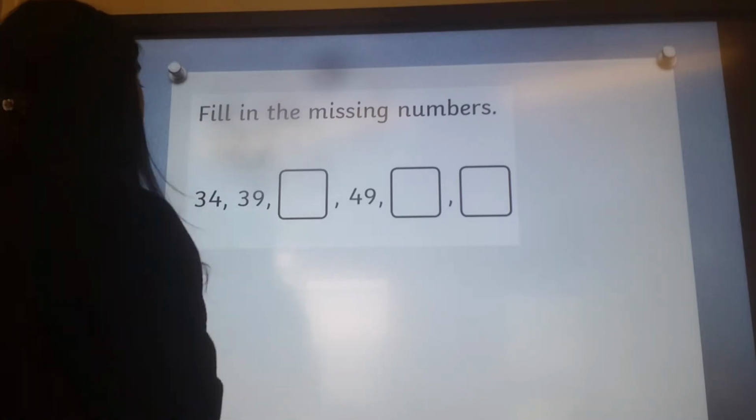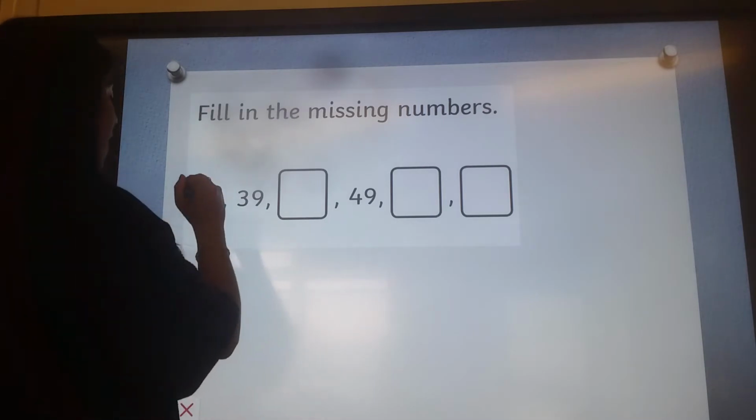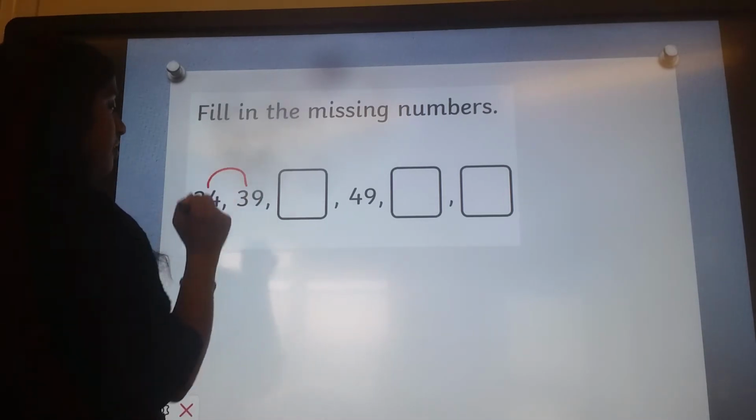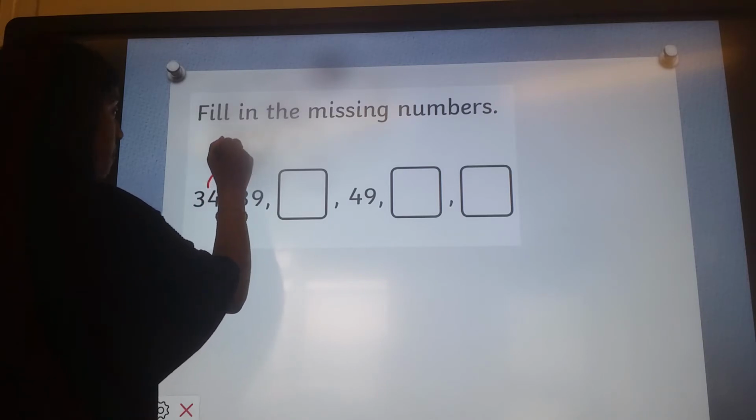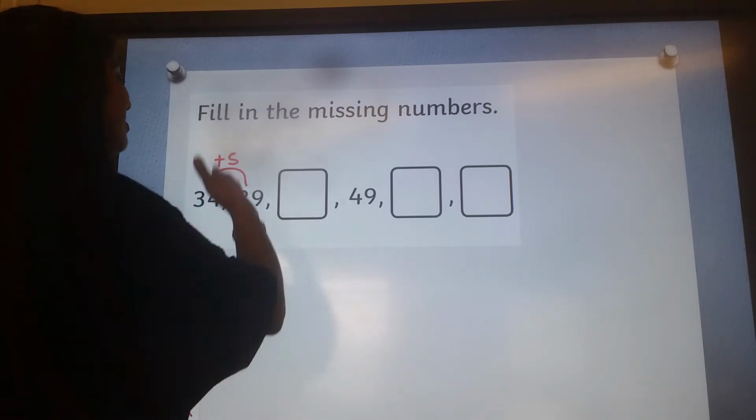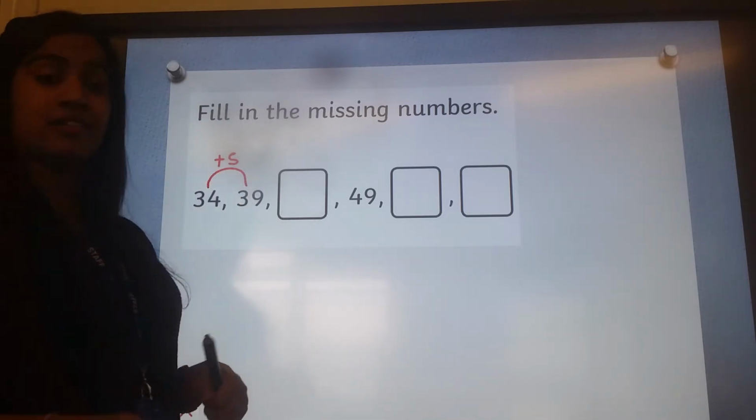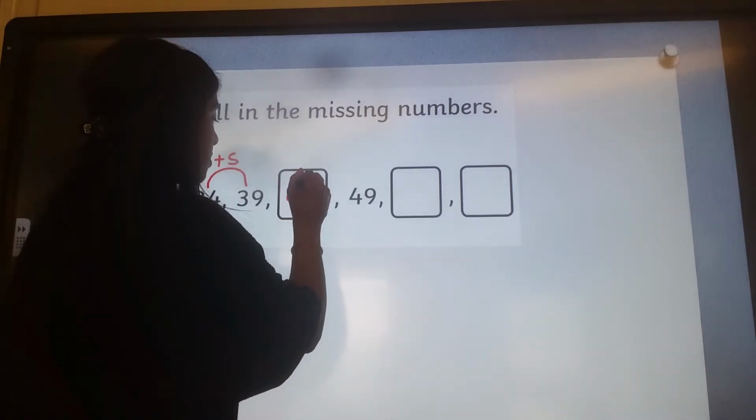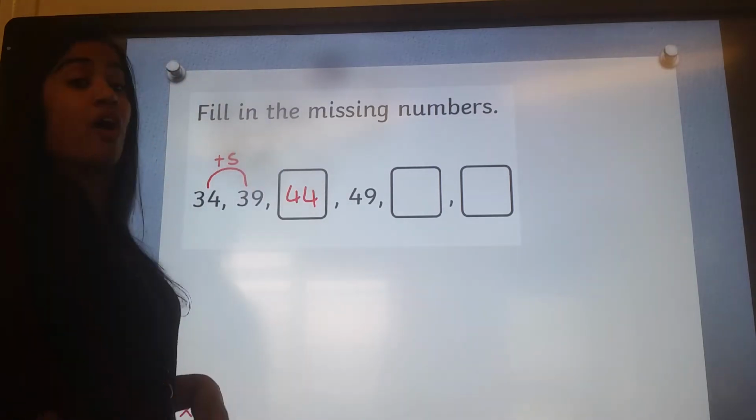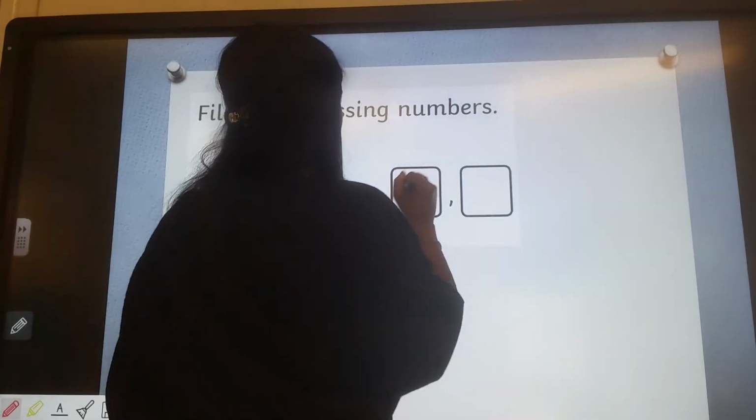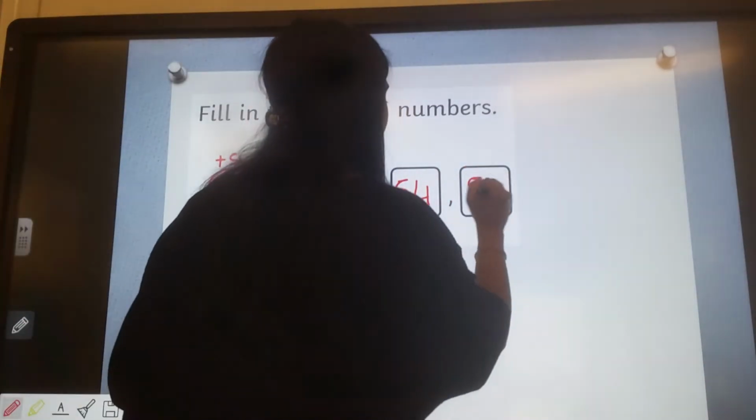Are we ready? Okay, so firstly we need to calculate how much the sequence is moving up by. If I have a look, from 34 to 39, the number has moved up by 5. So I know I need to add on 5 to calculate the missing numbers. So 39 plus 5 is, good, 44. And I know that 44 plus 5 is 49. 49 plus 5 is, good, 54. And 54 plus 5 is, good, 59.